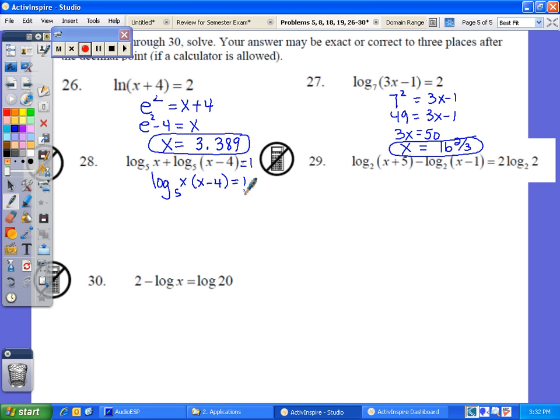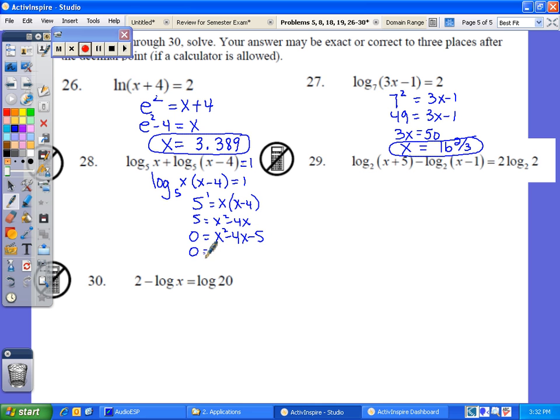Now I've gotten it down to a manageable one log term equation, and I'm going to use the same approach I did in 26 and 27. You use the base, the exponent, and the answer. Alright, this again becomes an algebraic problem where I have 5 equals x squared minus 4x. It is quadratic, so I will set it equal to 0 by bringing the 5 over.